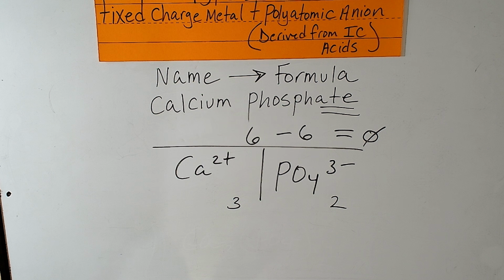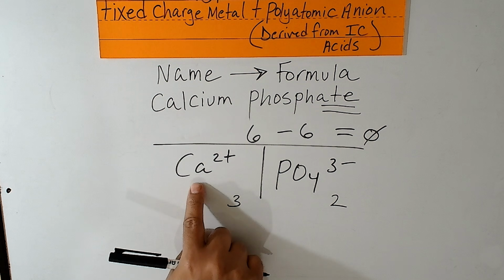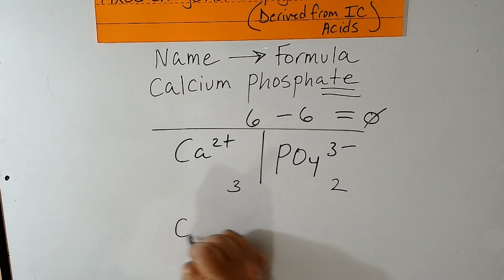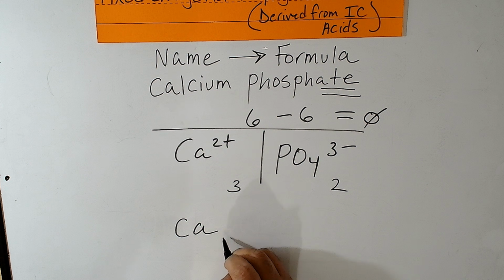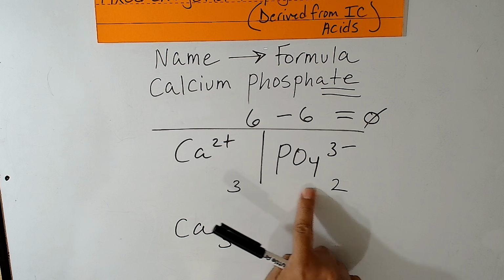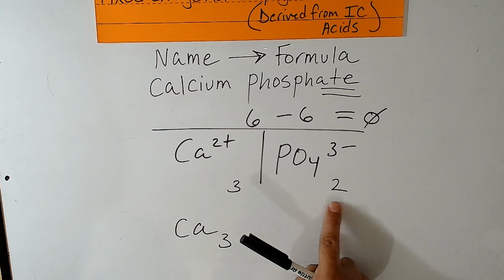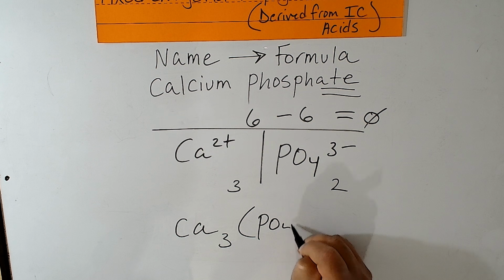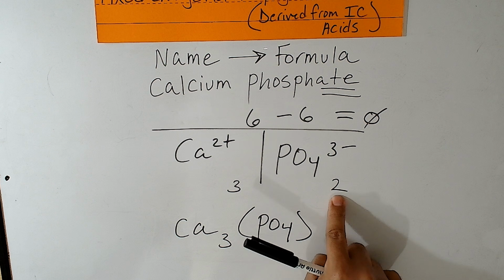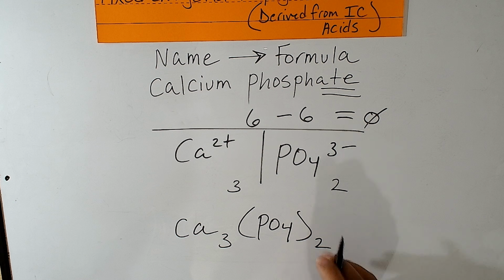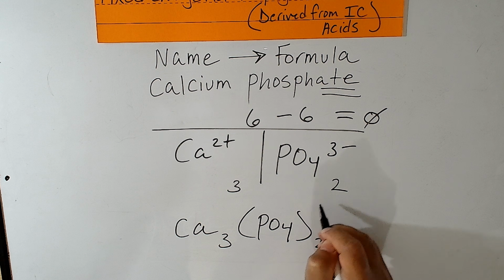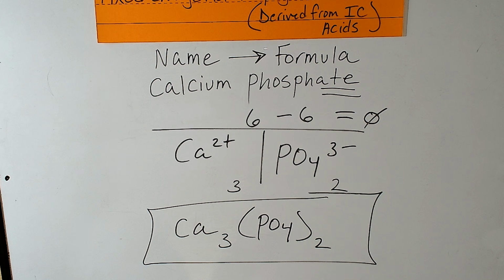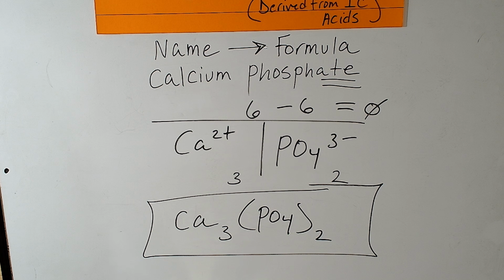And the last step to obtain the final formula is to remove all charges and keep only subscripts of 2 or higher. I bring my calcium down. I bring the subscript of 3. Because we have a polyatomic ion and we have a subscript of 2, I first need to write my parentheses, and then I bring down the subscript of 2, or whatever subscript you would have here. So this is going to be my chemical formula.